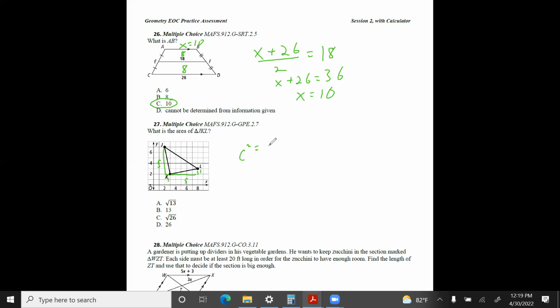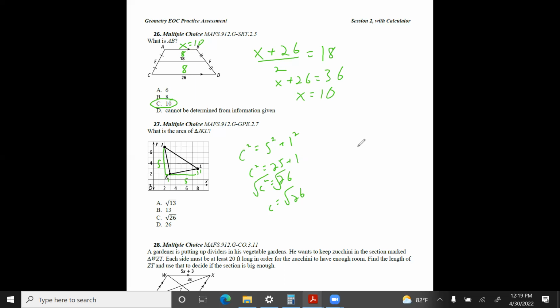So c squared equals 5 squared plus 1 squared. That's Pythagorean theorem. 5 squared is 25. 1 squared is 1. So that's 26. So c is the square root of 26. Now, normally I would actually find the value there. I don't have to, because those are the two legs that we have.